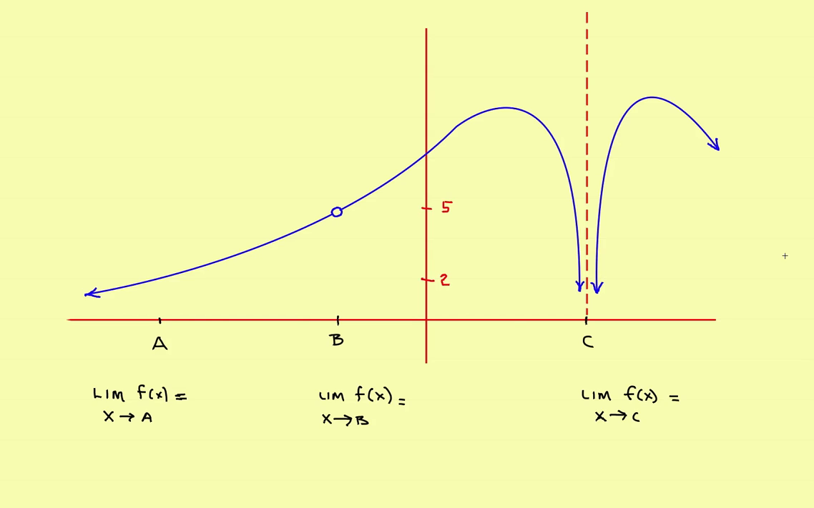Okay, in this video we'll take a look at how to find the limits of rational functions. And just a reminder, a rational function is one polynomial over another polynomial. When you find these limits, there are really three possibilities, and they're all displayed on this graph right here. We'll look at the possibilities as you approach A, as you approach B, and as you approach C.